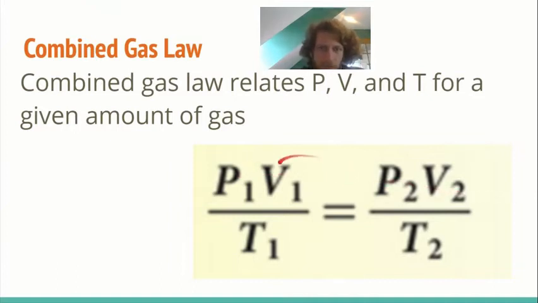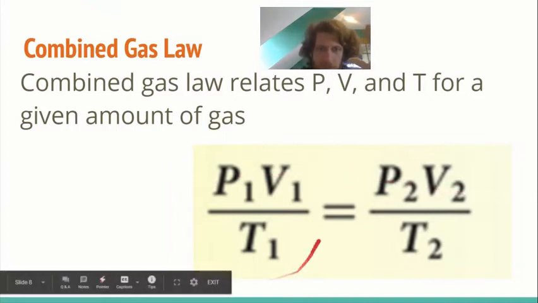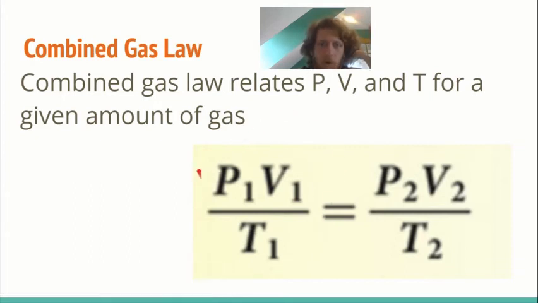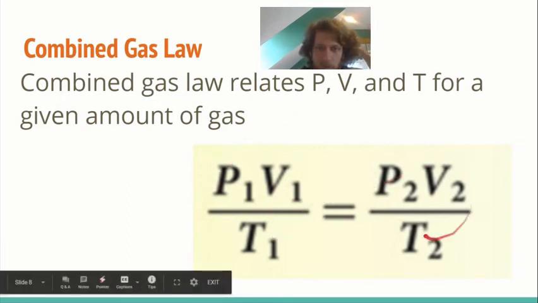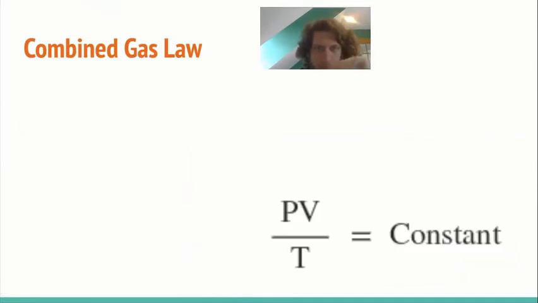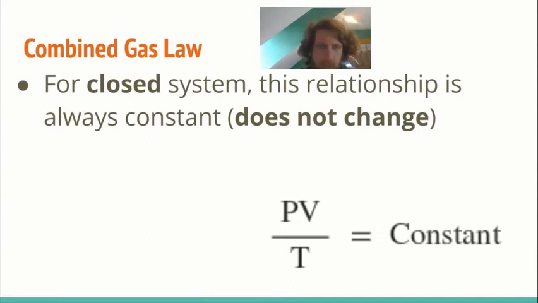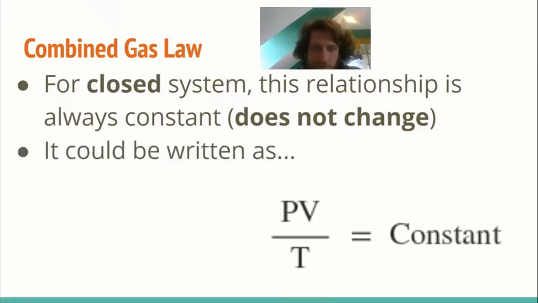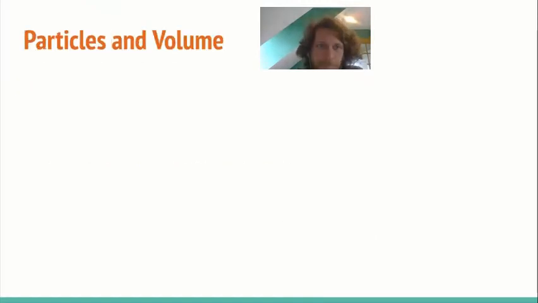Once again, we looked at pressure, volume, and temperature for a given amount of gas. So if we only focus on one side of that equation, pressure, volume, and temperature, we know we can manipulate those variables and do anything we want with them. For a closed system, because we're not adding anything in, this relationship stays constant. It does not change. So the equation looks like that: PV over T equals a constant. We just ignore the other half of the equation because we're only working with these three variables.